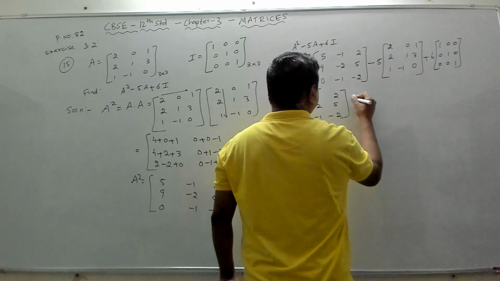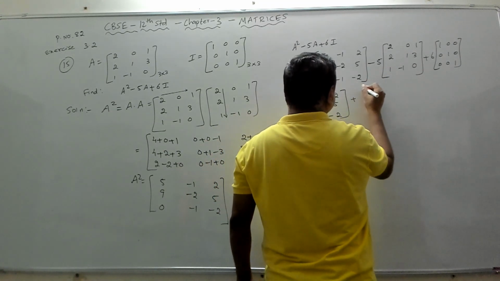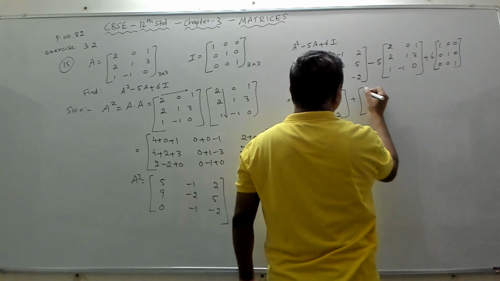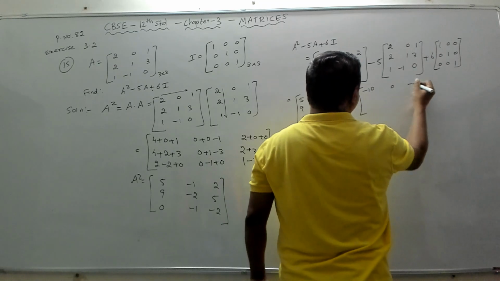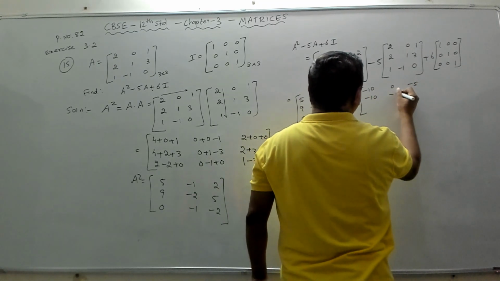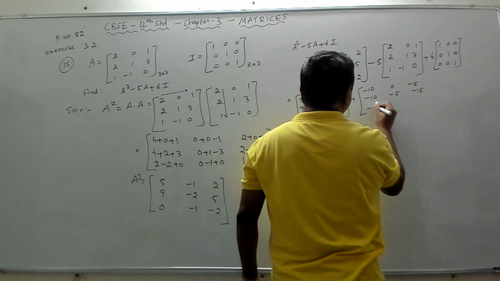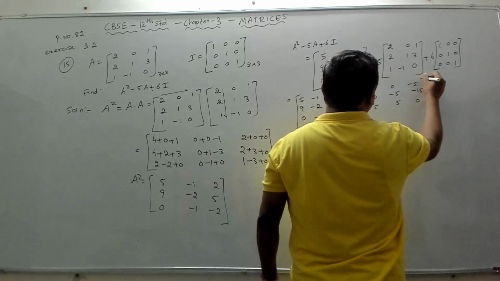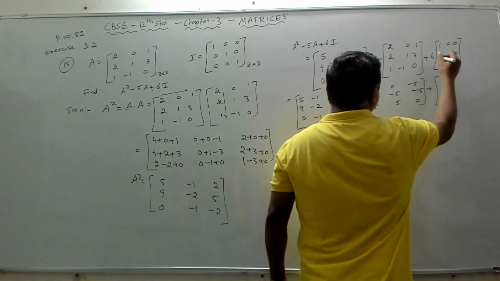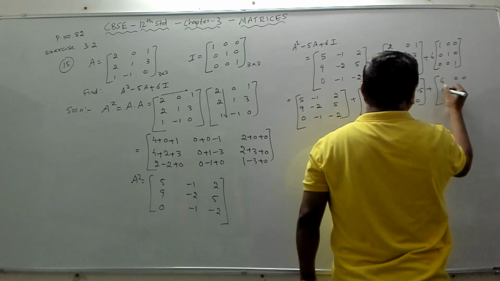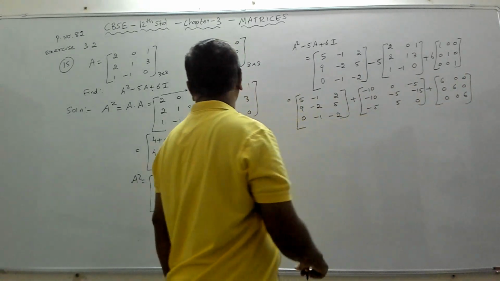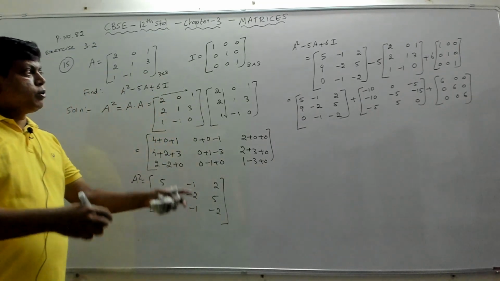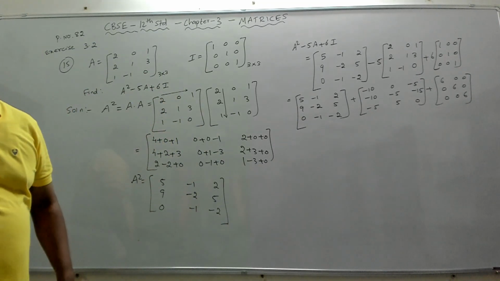This will be, I can put a plus, and then I can say minus 5 into 2 is minus 10. I'm multiplying each element with minus 5: 0, minus 5, minus 10, minus 5, minus 15, minus 5, plus 5, 0. Plus 6 into this. So 6, 0, 0, 0, 6, 0, 0, 0, 6. I'm multiplying each element by 6. Now we have to add all together.